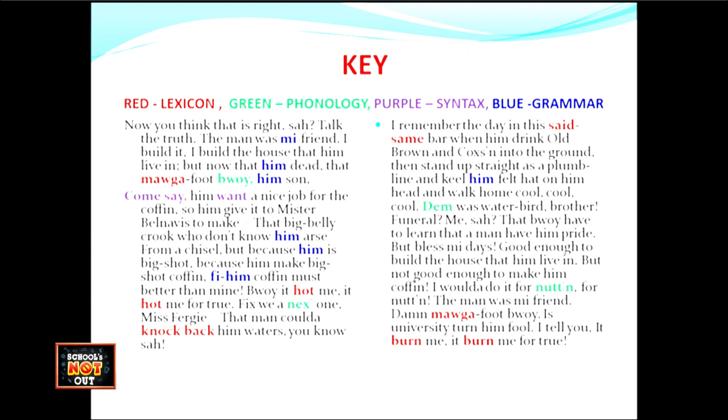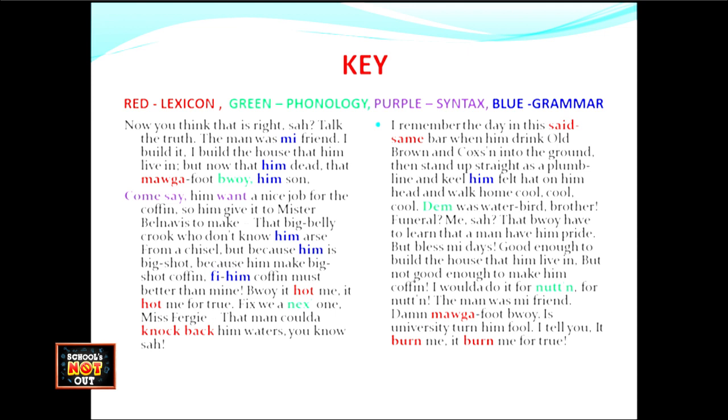We have not back and we have said same. And these are examples of compounding. Then we have in green phonology. And we have boy becoming boy. We have next. Well, it's next, but we know that the T is missing. And we have them, the TH, instead of the TH, and nothing, the TH is missing.